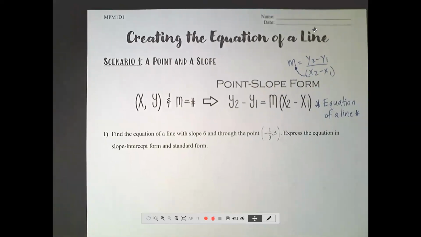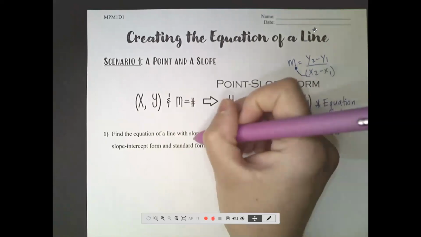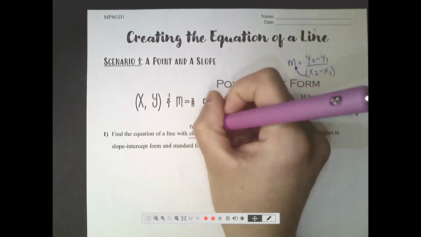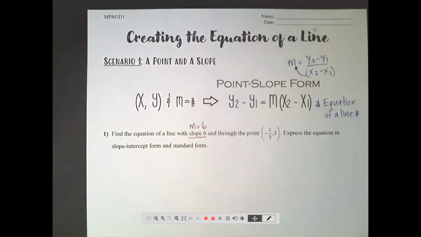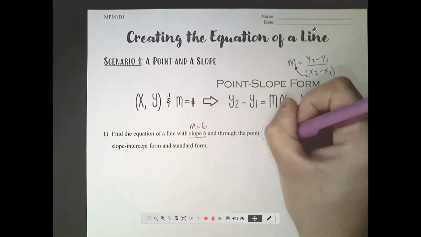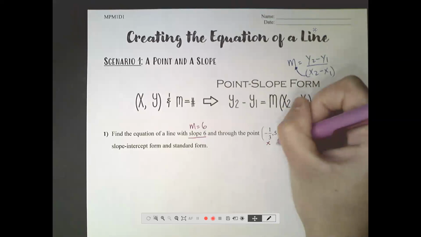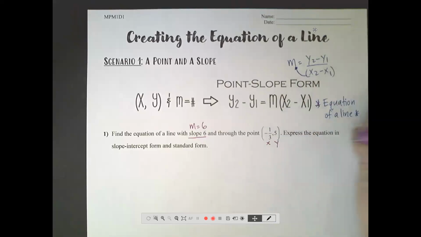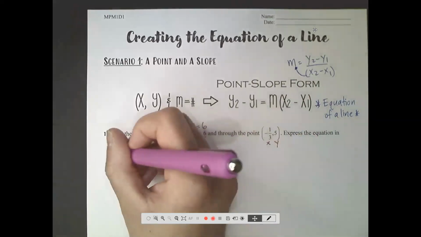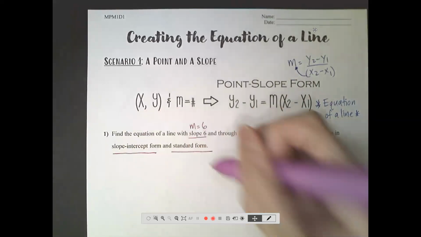Example number one says, find the equation of a line with slope 6. So we know that the letter to represent slope is m. I'm just going to write that as m is equal to 6. And it's going through the point negative 1 over 3 comma 5. We also know that whenever we have a point, the first value is the x and the second value is the y. Express the equation in slope-intercept form as well as standard form.